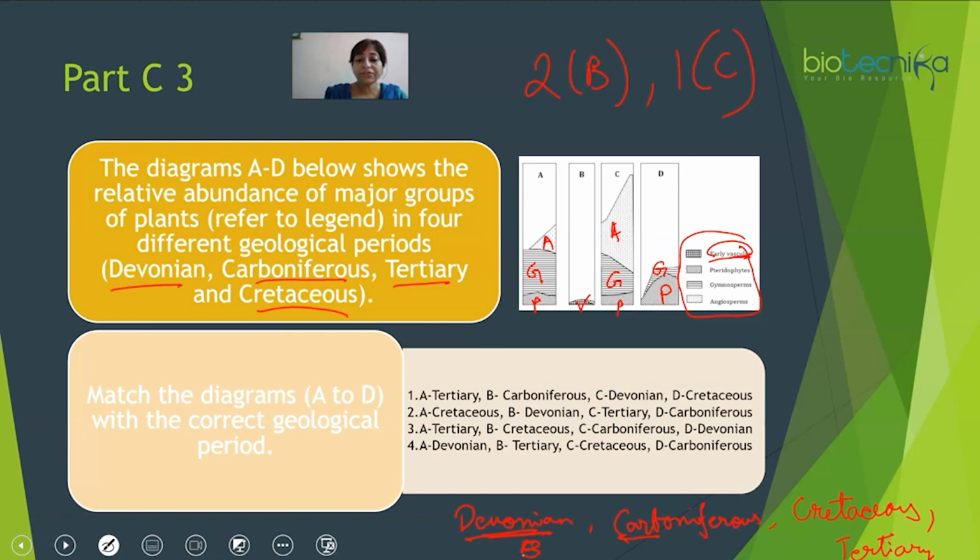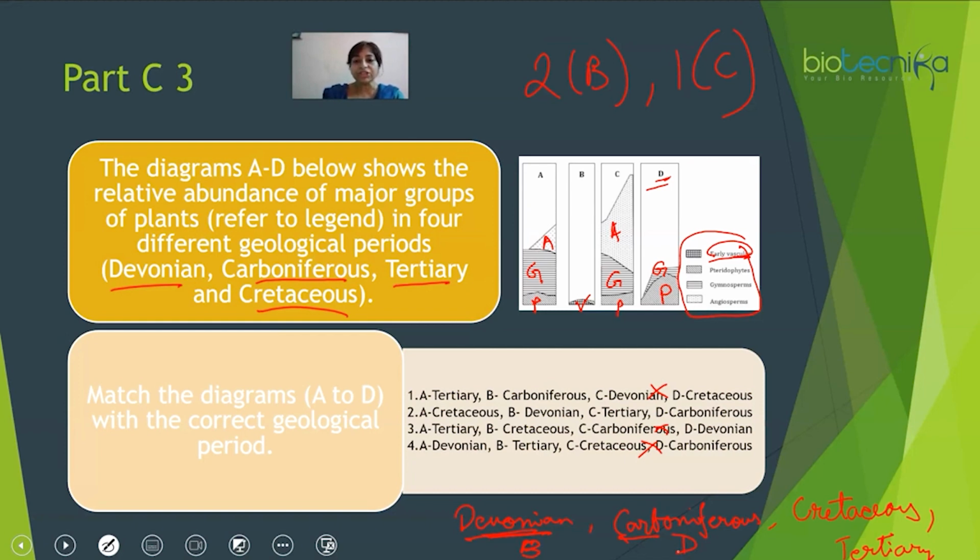Now, once you have identified that, you can very well, with just one fitting properly, cancel out all the other options, right? But we will see them all as well. So next is the Carboniferous. Once the vascular plants have developed, then the pteridophytes will come and the gymnosperms will start their early evolution. So according to the next graph, it should be D. And according to the period, the next period given is Carboniferous. So Carboniferous will be D.